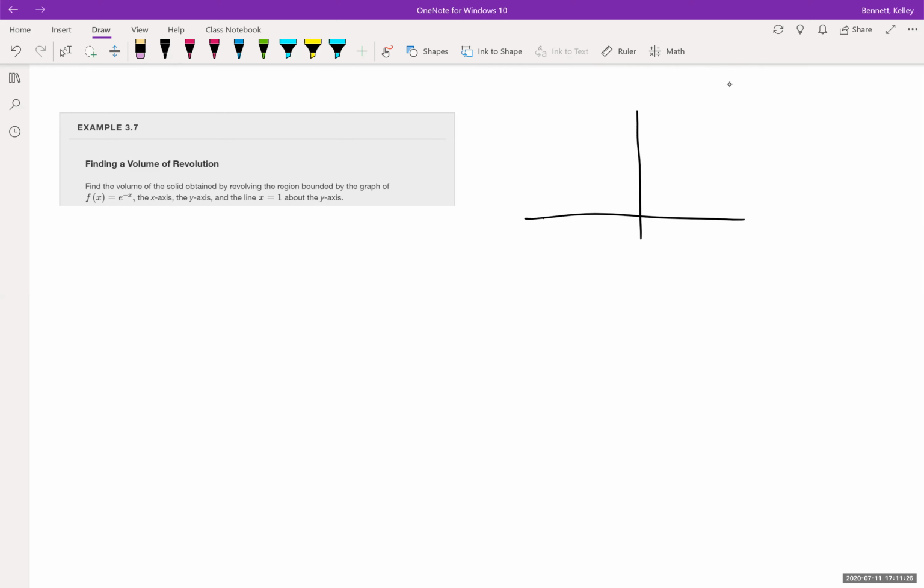Okay, no, it's not. That was a lie. It should be asymptotically approaching the x-axis. Right, so it goes like that. So for us, I want to take this from x equals 0 to x equals 1. So my region is here.